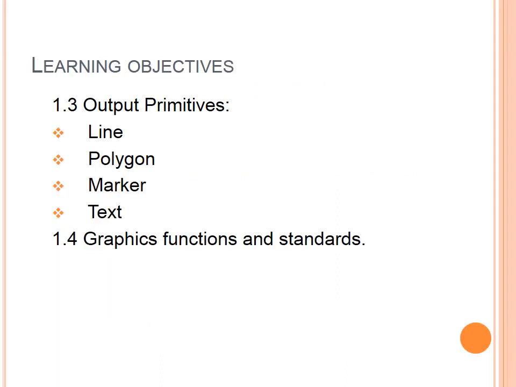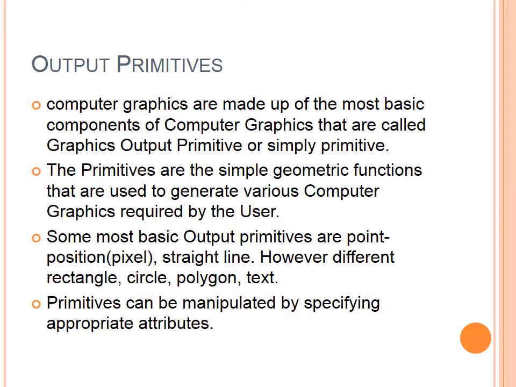Learning topics are output primitives like line, polygon, markers, text. And second topic is graphics function and standards. Now what is output primitives?